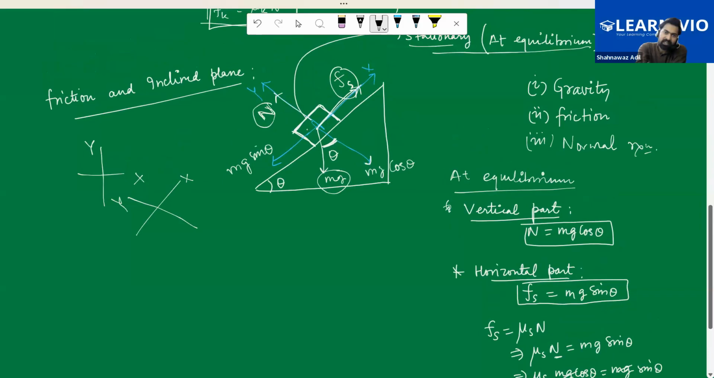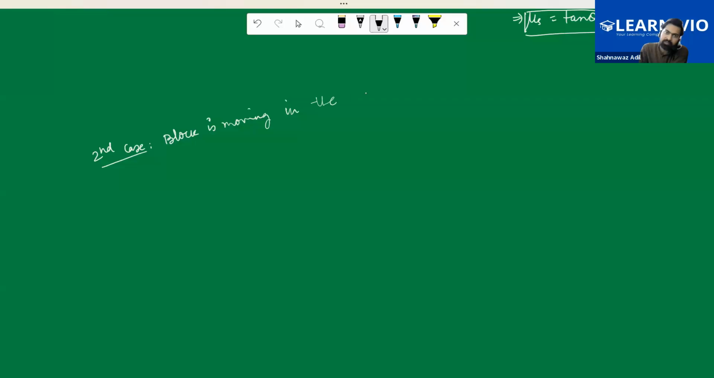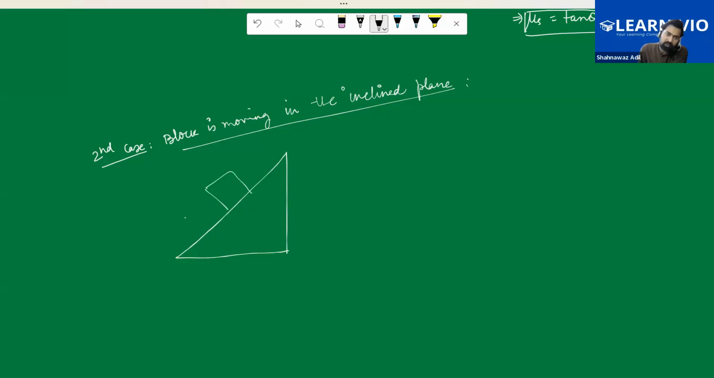So we have taken that this block is not moving. But let's say that this block starts to move, right? So the block has started to move, then what will happen? So the second case is that the block is moving on the inclined plane. So then what will happen? So we have this block, and this block is moving. Let's say this is moving in this direction.